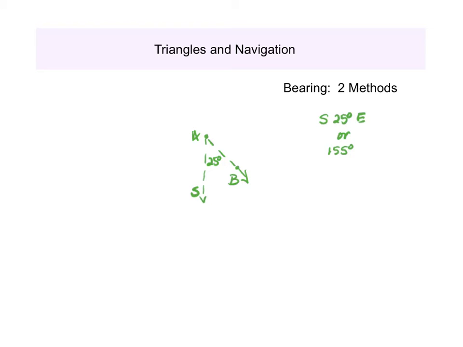Next, I want you to draw this in your notes. I'm still measuring from A to B, but now B is southeast from A. We're going to be measuring, again, from the south line because I want my acute angle. That's my first method: south, 25 degrees to the east. The other method is still measuring clockwise from the north line, always from the north line.